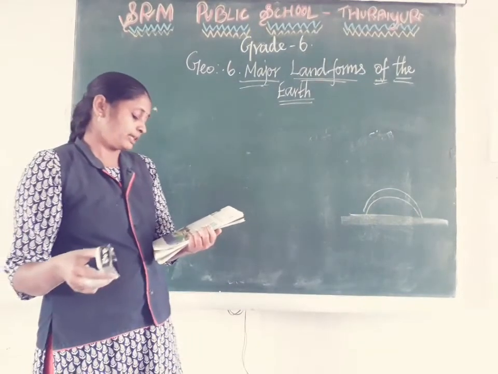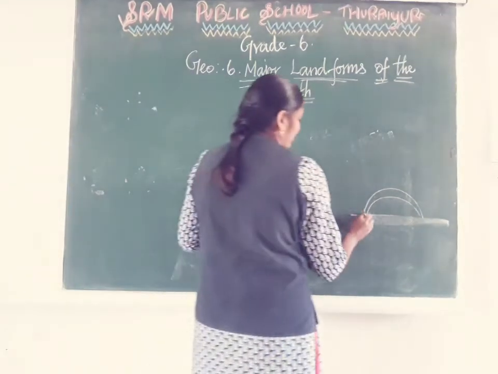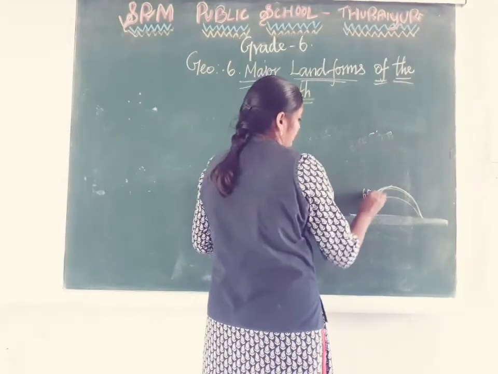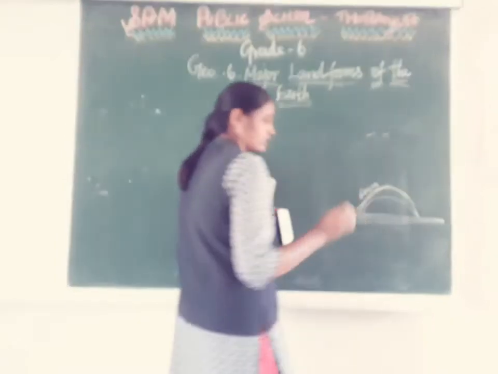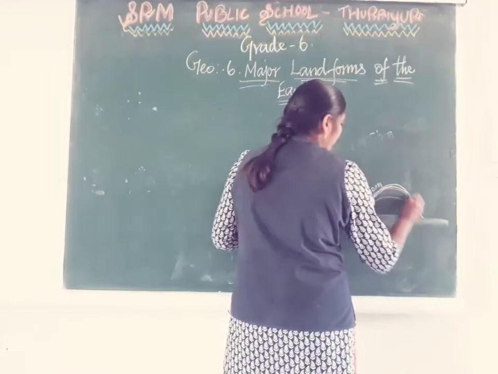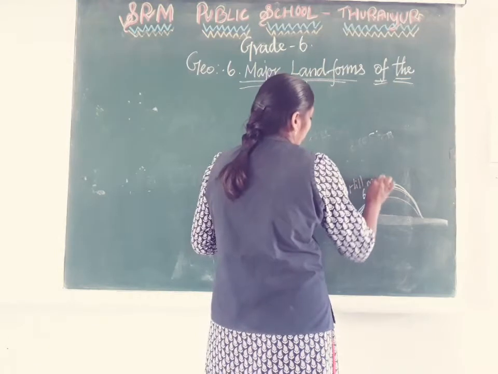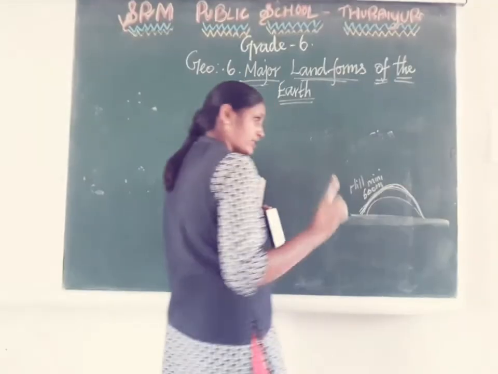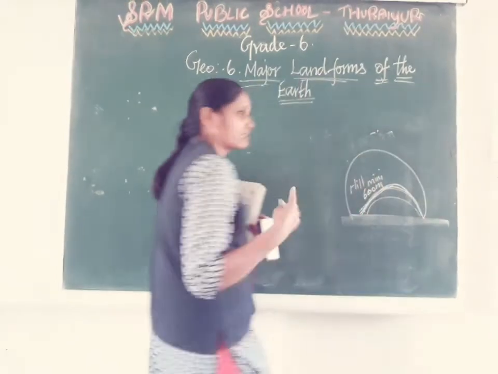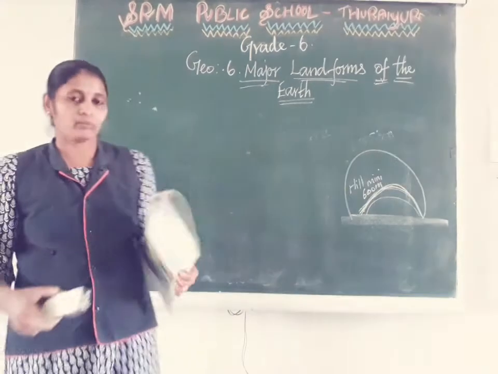A steep hill with elevation of more than 600 meters is termed a mountain. So an elevated land with a maximum of 600 meters is called a hill, and a land of 600 meters or above is called a mountain. That is given in our book itself.